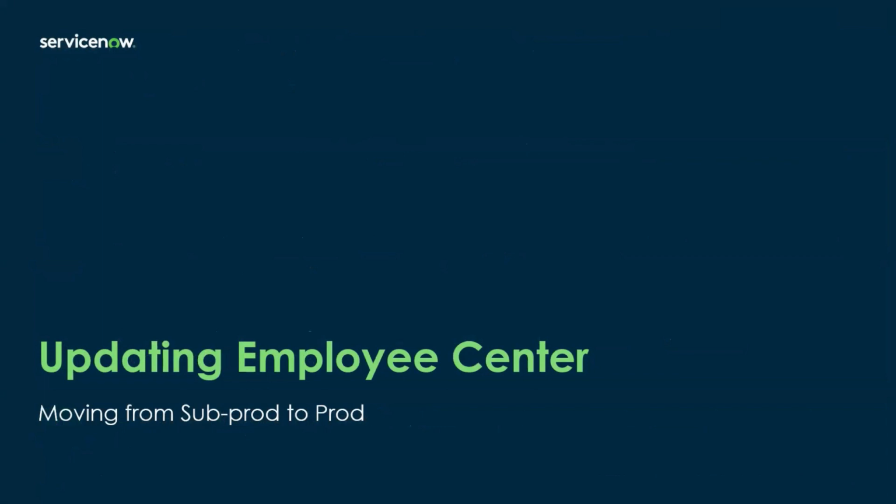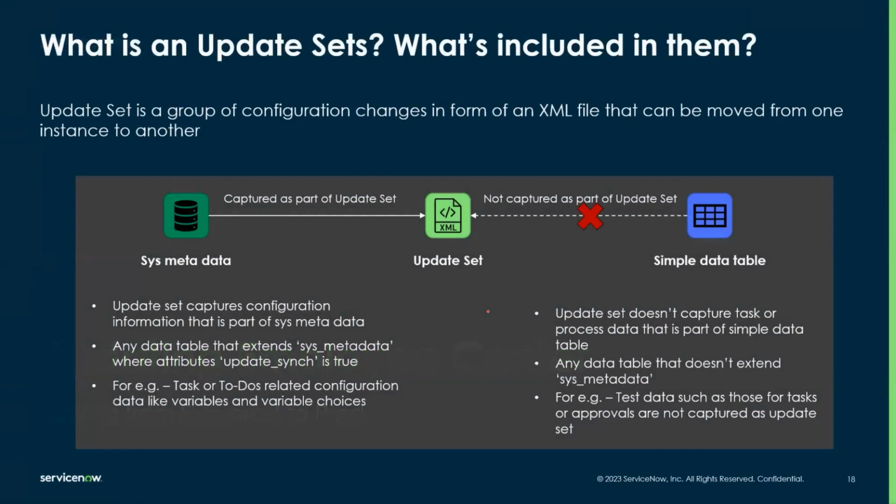Now let's talk about moving from sub-prod to prod. You need update sets to be able to move from sub-prod to prod. And I'm pretty sure people here are familiar with what that is, but just to set some context, it's a set of configuration changes that are captured in the form of an XML file that you basically extract from one place and you import it in a different instance.